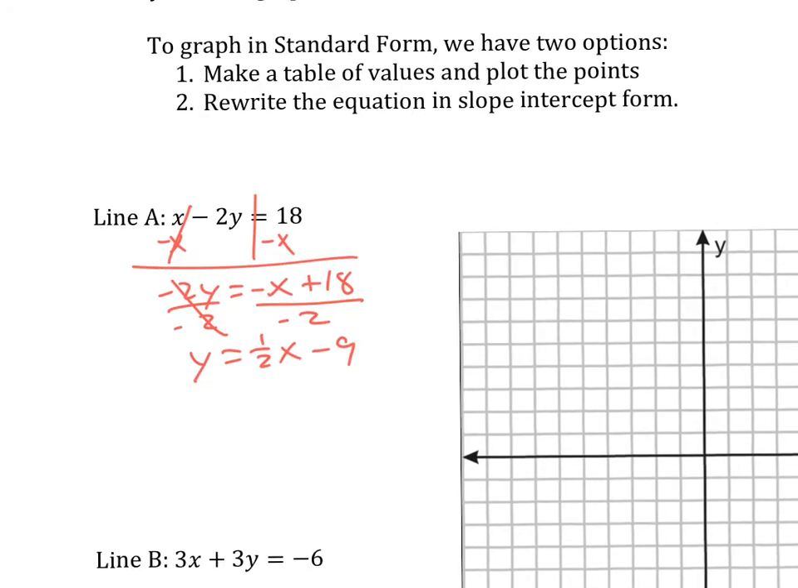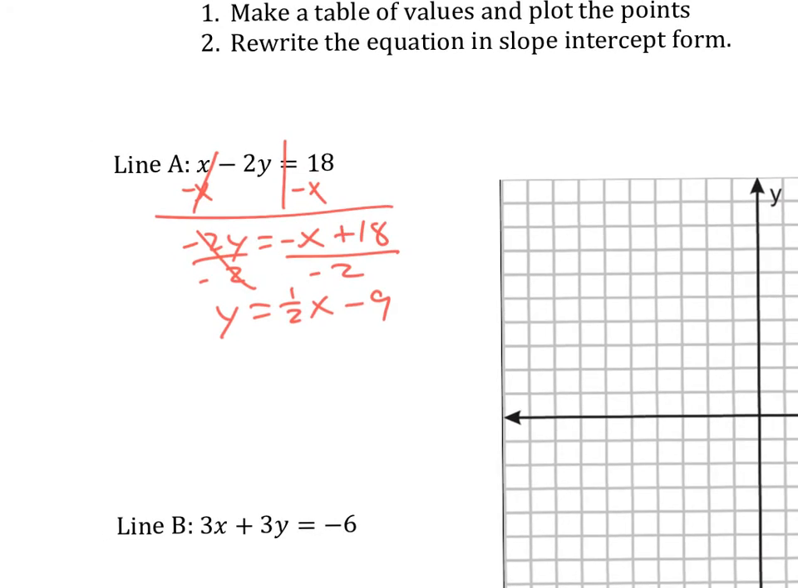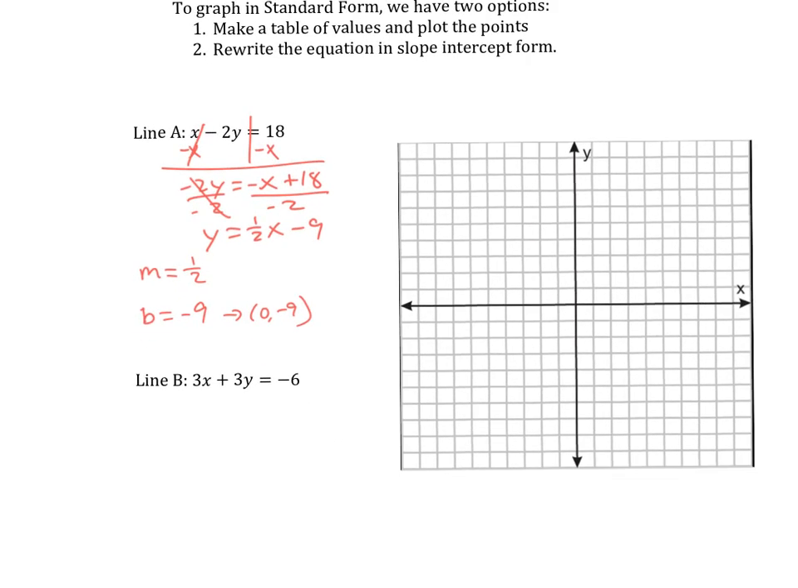Okay, so now that we've written it into this new form, we can determine that our slope is 1/2, and our y-intercept, our b, is -9, so that'll be the point (0, -9), and now we can graph it. So we'll start at -9, 1, 2, 3, 4, 5, 6, 7, 8, 9, right down here, -9 on our y-axis, and then we're going to go up 1 over 2, up 1 over 2, up 1 over 2, and that will be our line. Okay, this is line A.